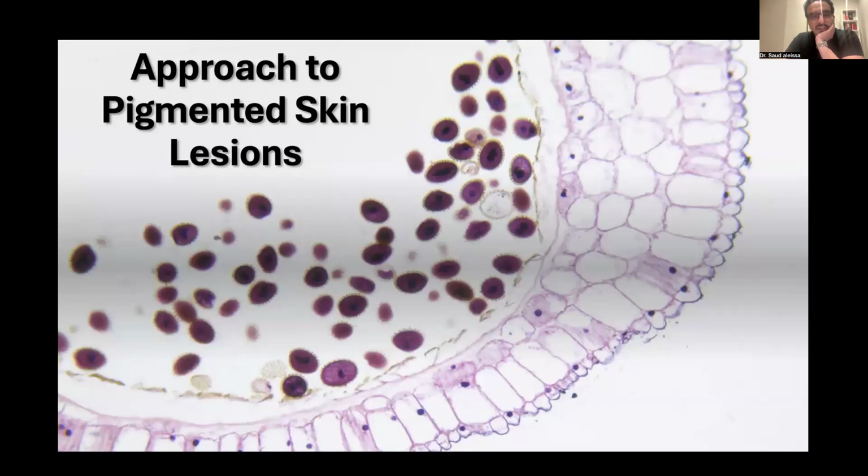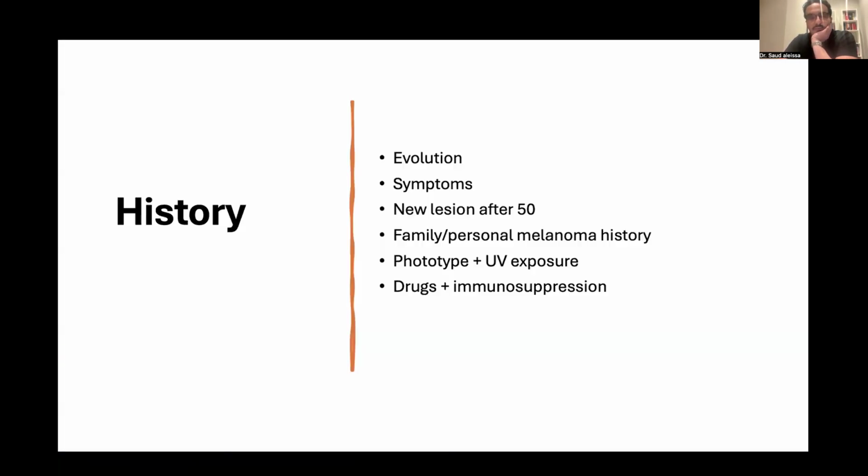So approach to pigmented skin lesions. So like anything in medicine, let's see, do people want to chime in? Let's say a patient comes in and says, hey doc, I have a spot over here. What would you ask? No? Okay. Then we'll just continue.